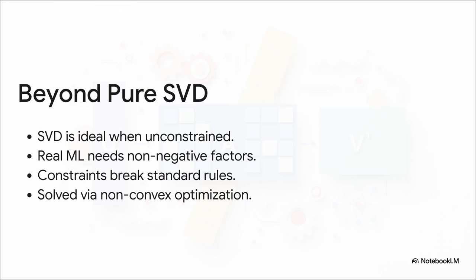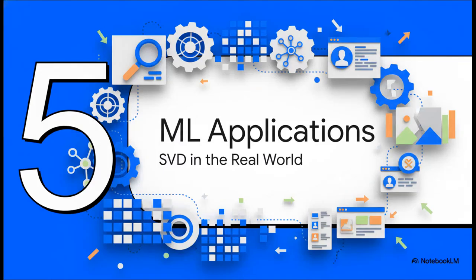We literally have to leave exact algebraic decomposition behind and shift into the broader, way messier world of general matrix factorization. We start relying on non-convex optimization and algorithms like gradient descent to hunt down our best approximations. Finally, Section 5, Machine Learning Applications. Let's see SVD out in the real world.